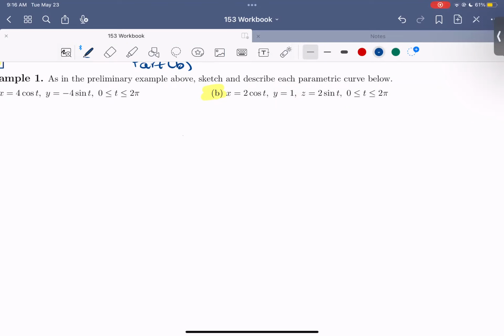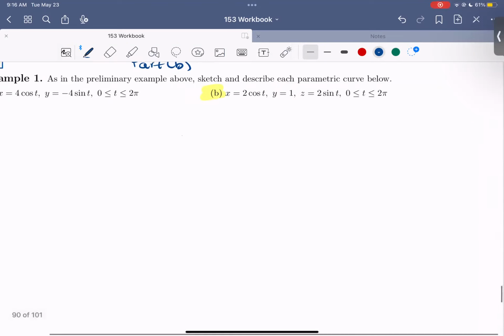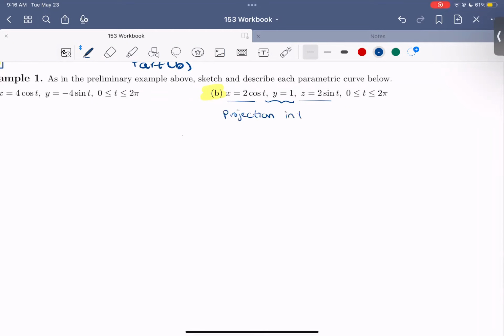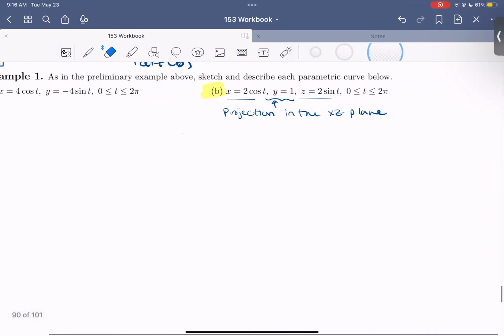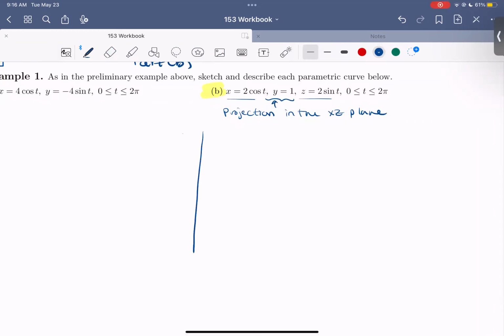So if we were to draw this in 2 dimensions, we could draw the x and the z axis rather, and just draw the projection of this curve in the xz plane to give us a sense of what this curve looks like. So let's go ahead and do that first. I'm just going to draw this out. We've already had some practice using tables. So I'm just going to draw out what our curve is going to look like if we fix y as 1 and look at x and z.